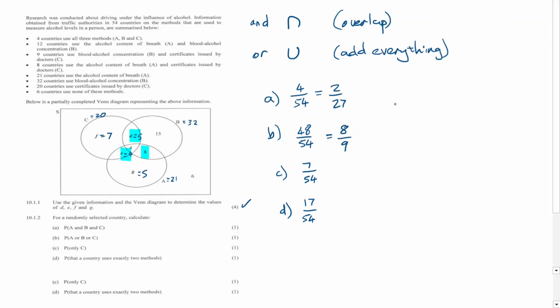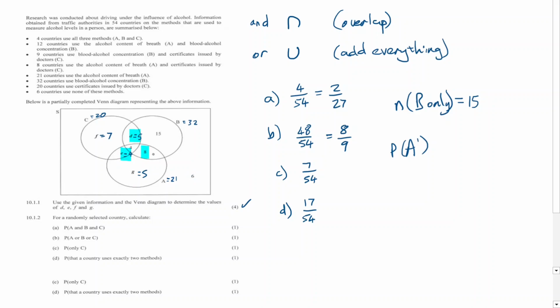Some other questions they could ask is they could say, what is the number of people who use B only? And that would be just the number. It won't be as a probability. So you just give an answer of 15. They could ask questions like, what's the probability of not using method A. And so what you'd do is you would scratch out anything to do with method A, and you'd look at all the numbers that are not in A, including the people who use none of the methods.